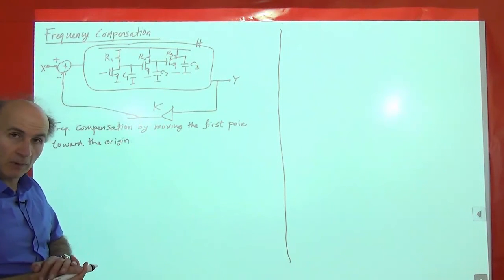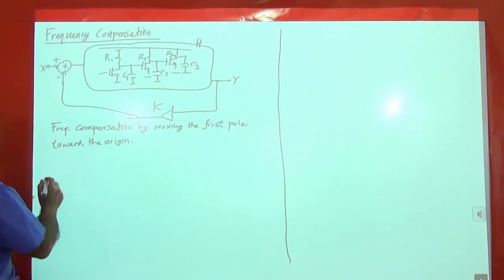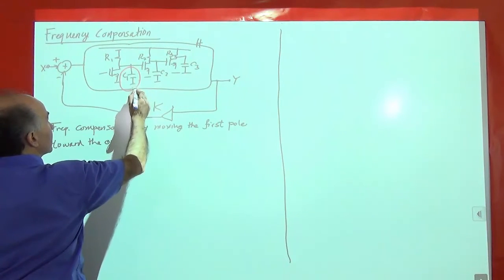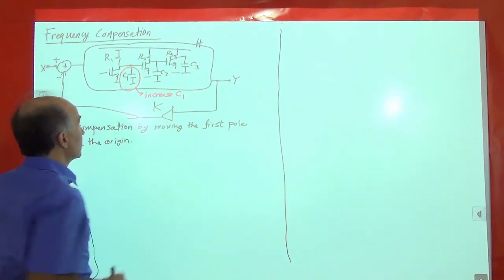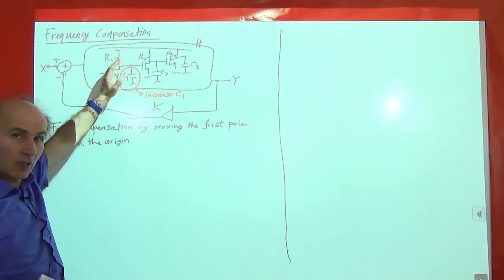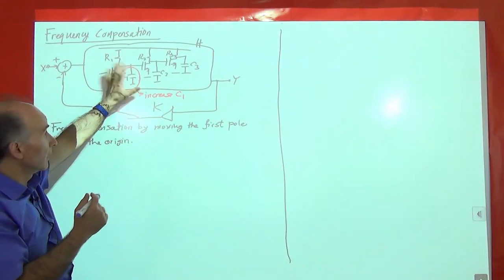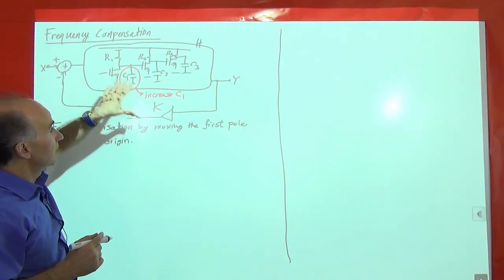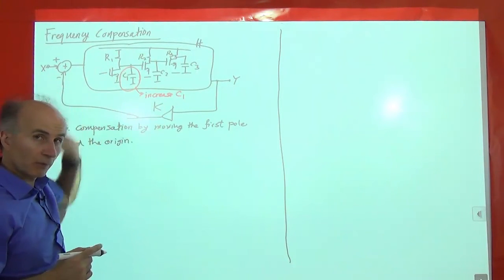So if you remember, the way we approached this is we said, what happens if I increase C1? So I wanted to increase C1. When I increase C1, assuming that this is the first pole of the system, of this H, then this pole will move to the left, and that means, in magnitude, in absolute value. And that means that we managed to move the gain crossover frequency to a lower frequency.